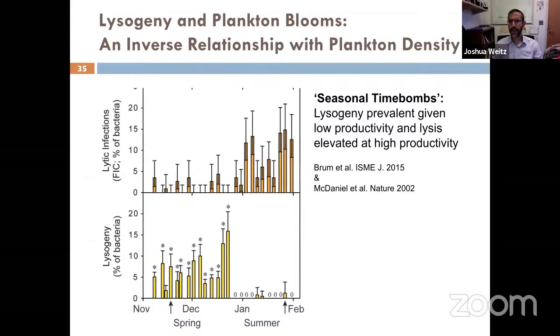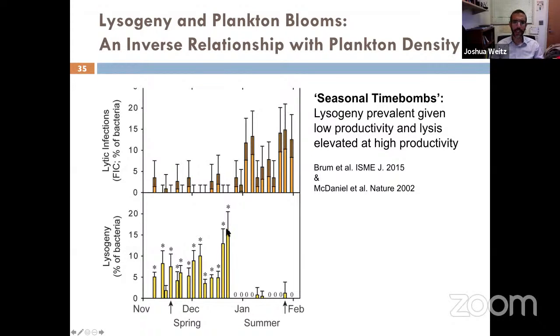This is not just a question of phage lambda, but it also became the paradigm in marine systems, which is known through this moniker of the seasonal time bombs. In other words, lysogeny is prevalent given low productivity and lysis is elevated high productivity. You can see this here in a study looking at the fraction of infected cells during essentially low productive periods and high productive periods. And also shown here is the fraction of bacteria that are lysogens, and they can figure this out by trying to induce them through an inducing agent, for example, mitomycin C.